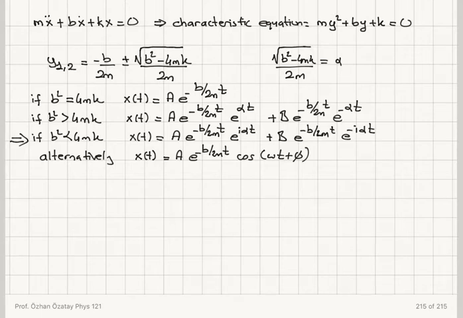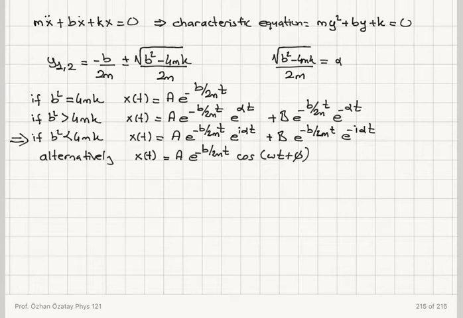Basically that solution comes from this case, and you combine the same constants. A and b are the same. E to the minus b over 2m t, you have e to the i alpha t plus e to the minus i alpha t. That gives you cosine alpha t. But I have introduced an initial phase here in order to account for the initial conditions as well.